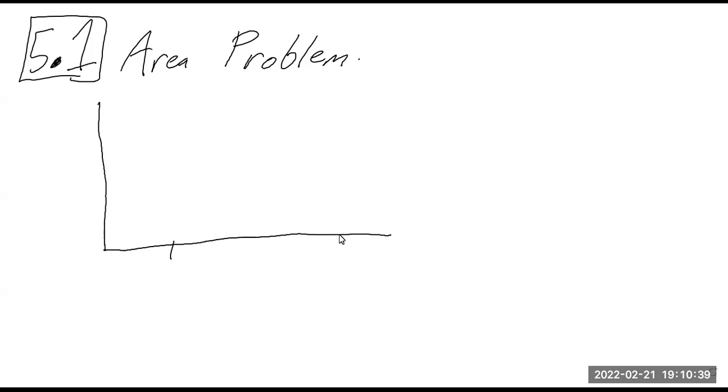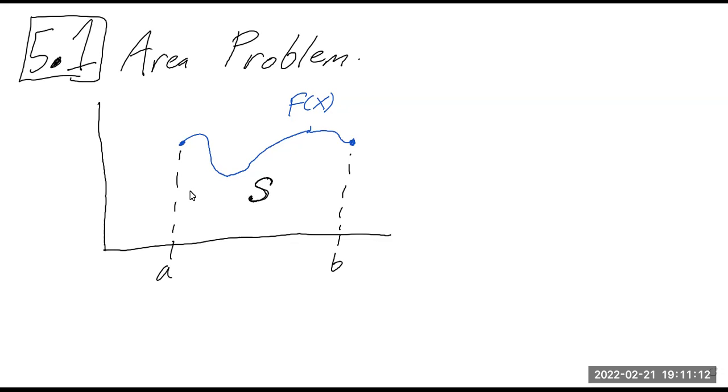You take a nice function on an interval a to b. Maybe it curves down a bit. Maybe it's just a nice smooth ride. But the important thing is that you have some function defined between a to b. What you want to find is the area of S, this shaded region.